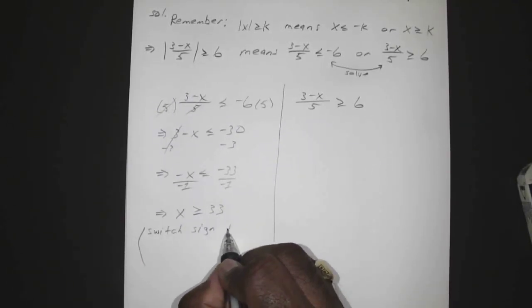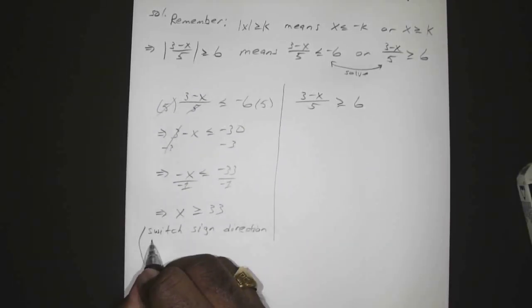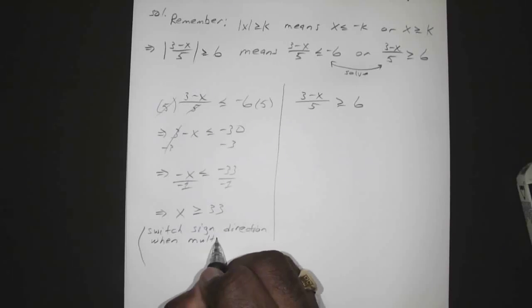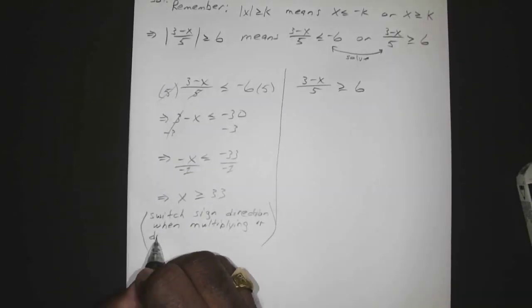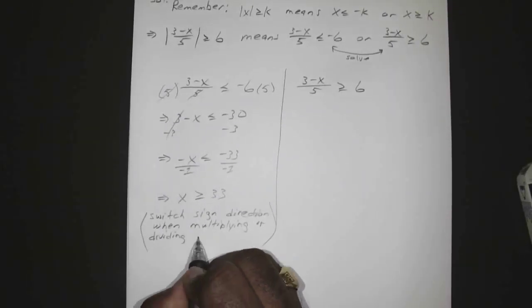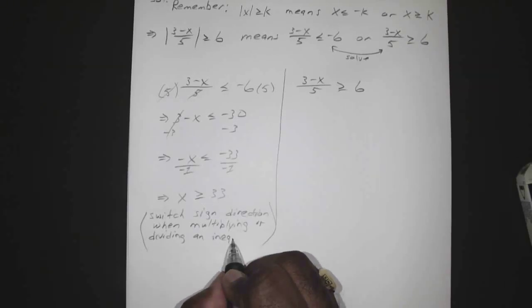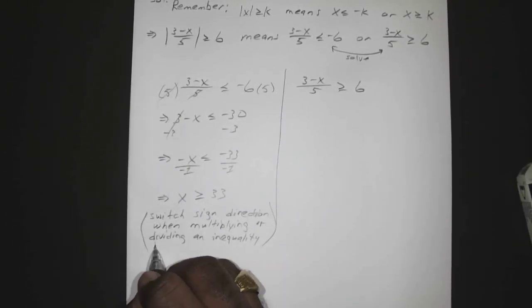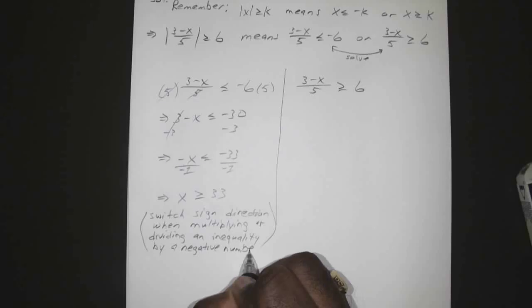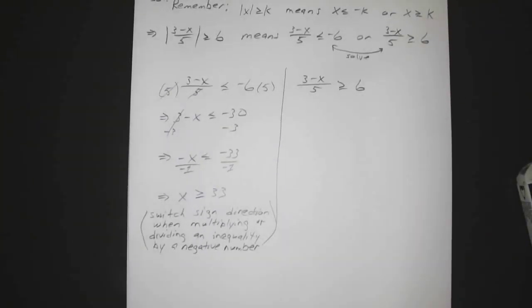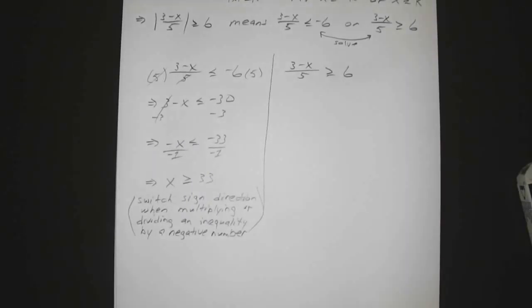So you switch sign direction when multiplying or dividing an inequality by a negative number. Okay. You don't have to do it when you add or subtract a negative, but you do have to do it when you multiply or divide both sides by a negative number. Okay, so we have x is greater than or equal to 33.